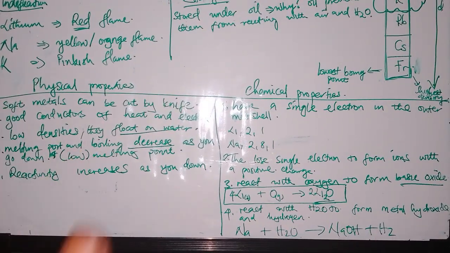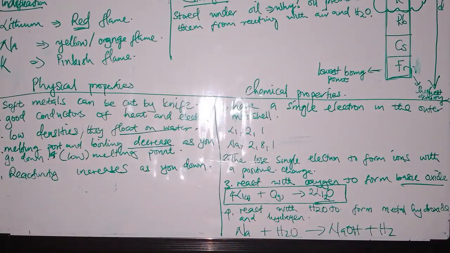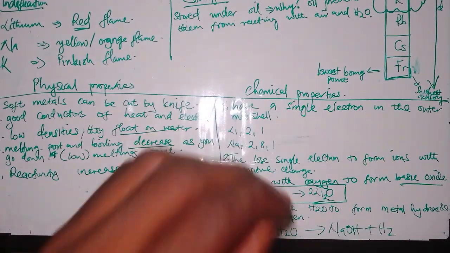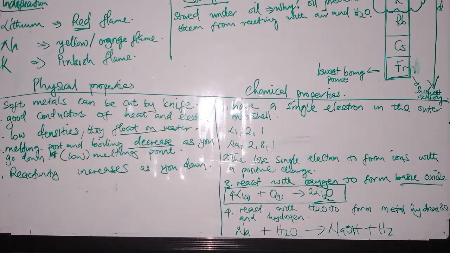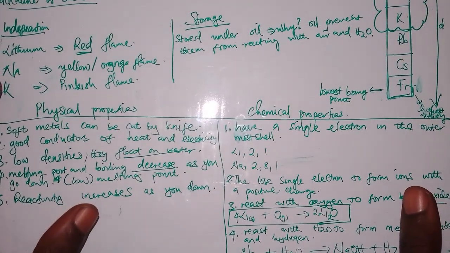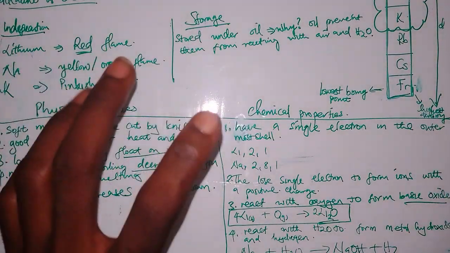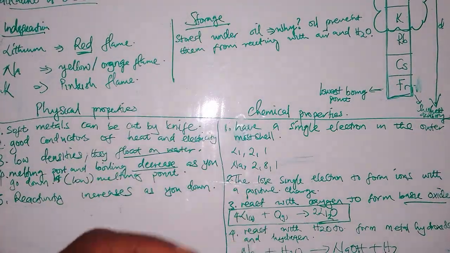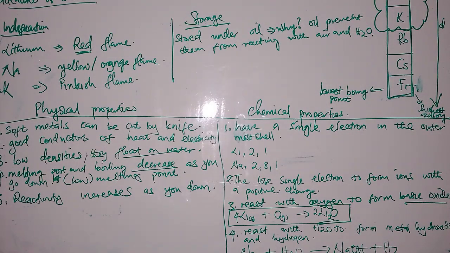So these are the 4 chemical properties which you need to understand on group 1 elements, and these are the physical properties which you need to understand in group 1. This is where each and every question will come from on group 1 elements. In the next video, we are going to talk about group 7 elements, which are known as halogens.